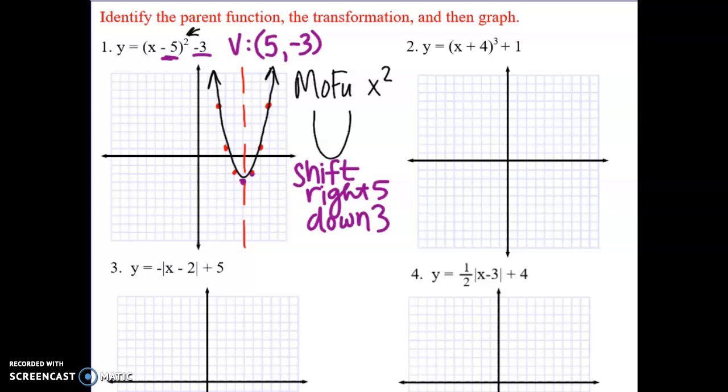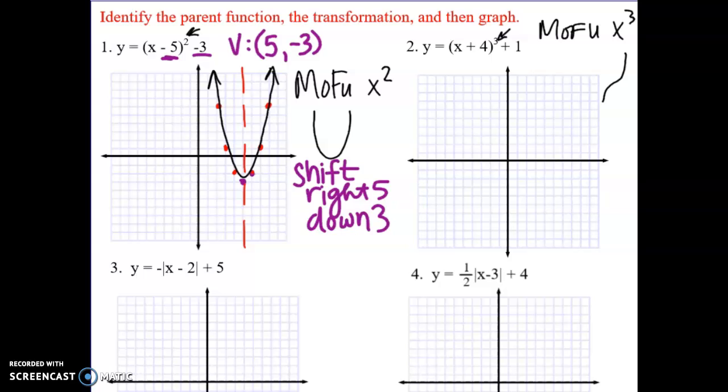Okay, look at number 2. If you can do this on your own, great. Just pause and do it, or fast forward me, whatever is fine. As I look at that, my mother function is a cubic. So my mother function is an x to the third. I know that that in general starts low, ends high. It looks like this. How do I know that? Because I know the mother functions, and that is super important.